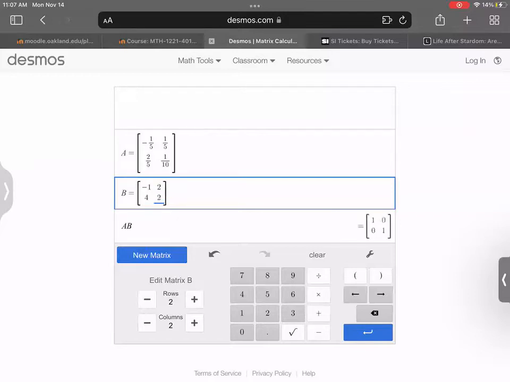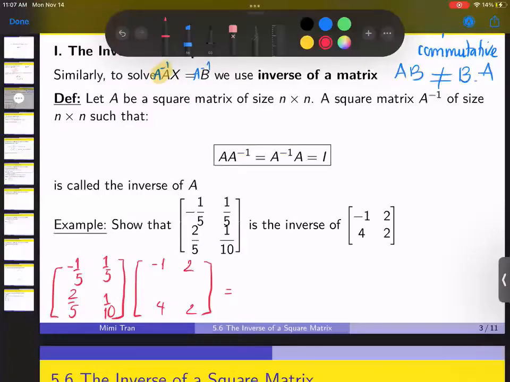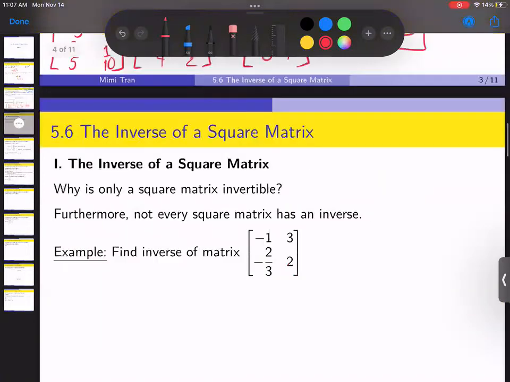And then A times B, right there, down there, you see A times B, I already have it there. So it's an identity matrix, so yes, it's true. One, 0, 0, 1. So far, so good. All right.